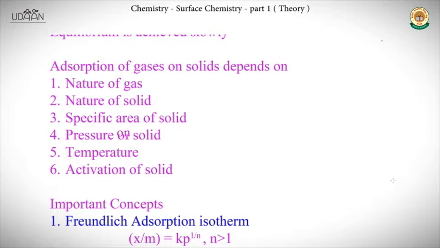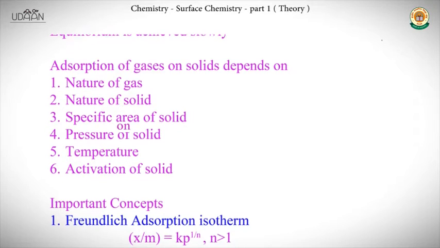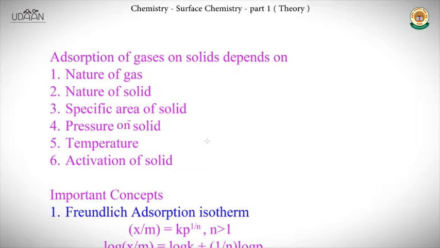Let's move on to the next topic. Adsorption of gases on solids depends on six factors. The first is the nature of the gas which is getting adsorbed. Second is the nature of the solid on which adsorption is taking place. Third is the specific area of the solid. This is very important, which is why for catalysts, we try to increase the specific area as much as possible. So the more the area of that substance, the more the adsorption. Exactly.